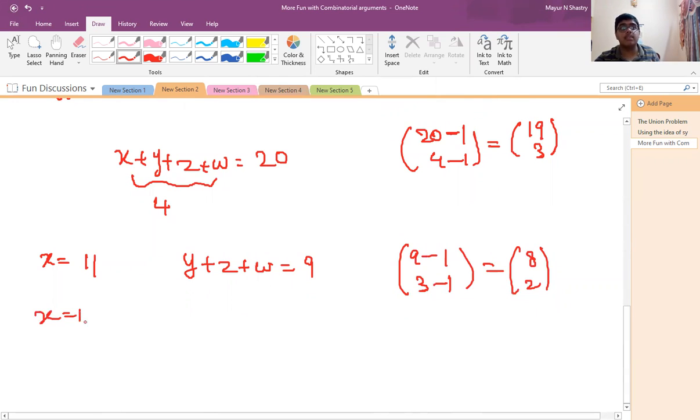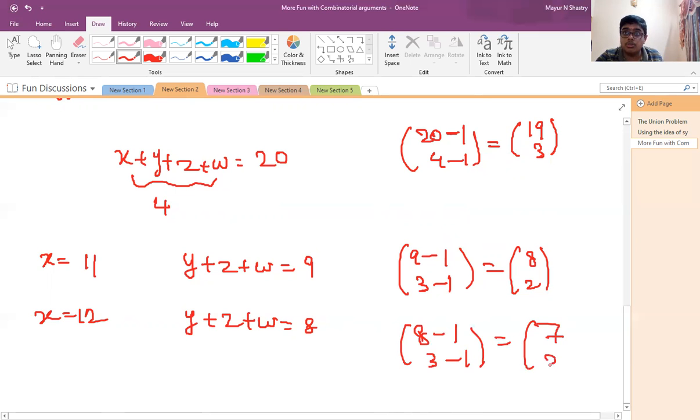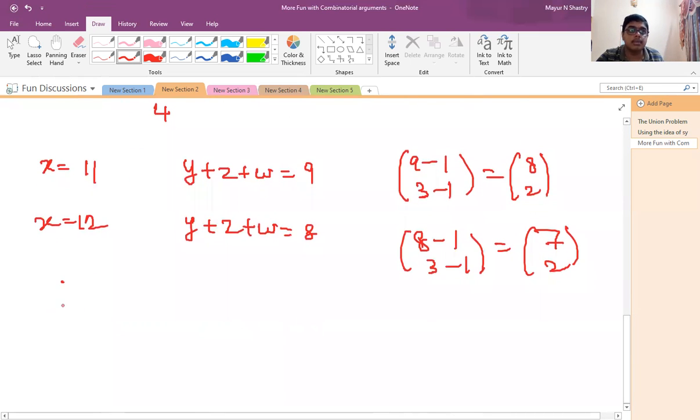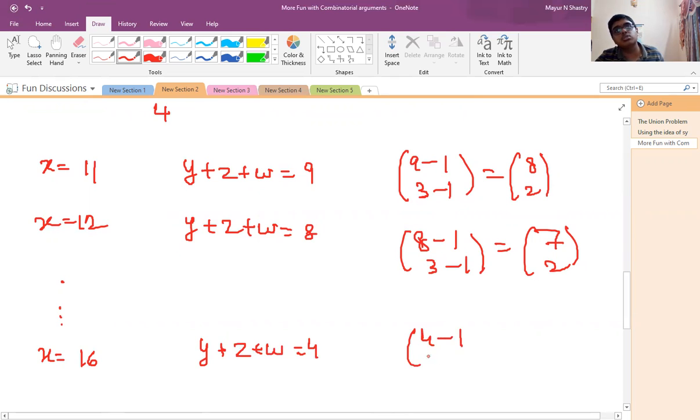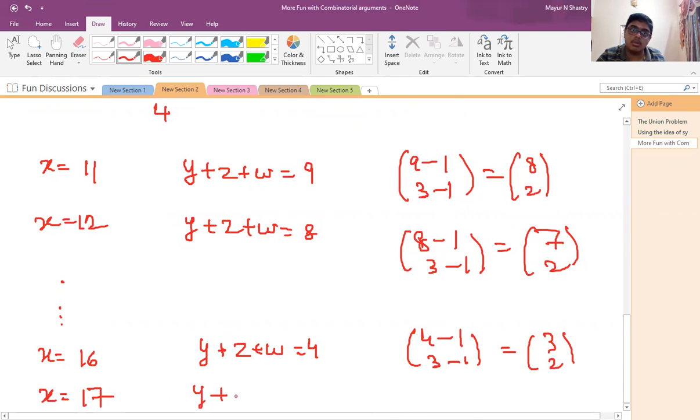What about when x equals 12? We would have y plus z plus w equals 8. And then this would be 8 minus 1, choose 3 minus 1, that is 7, choose 2. And then we go all the way, x equals, say, 16, then we would have y plus z plus w equal to 4. Then we would have 4 minus 1, choose 3 minus 1, that would be 3, choose 2. And x equals 17, y plus z plus w equal to 3, and then we would have 3 minus 1, choose 3 minus 1, that is 2, choose 2.